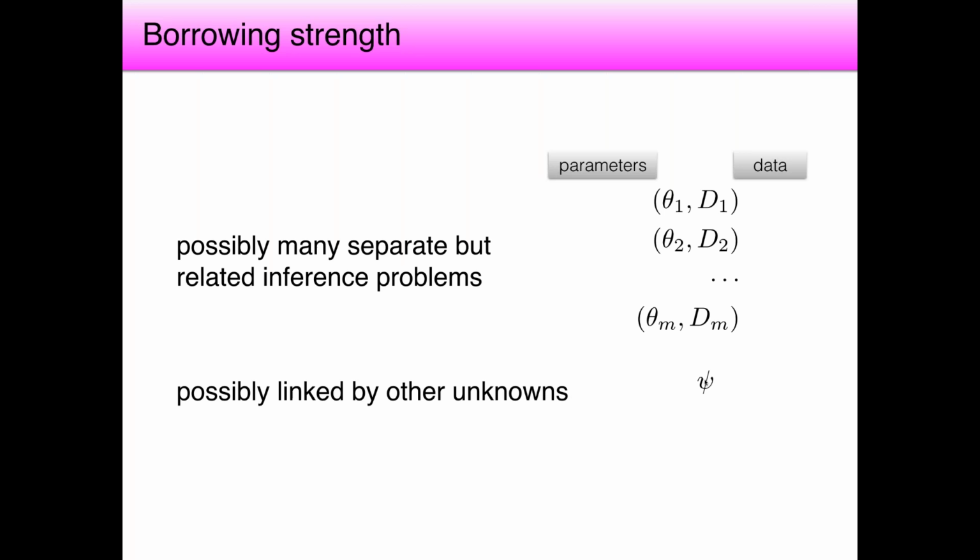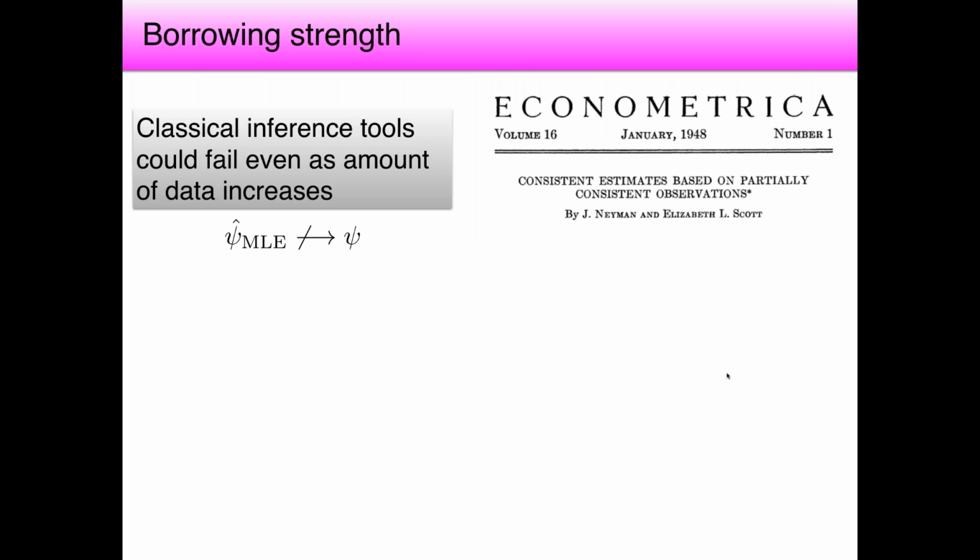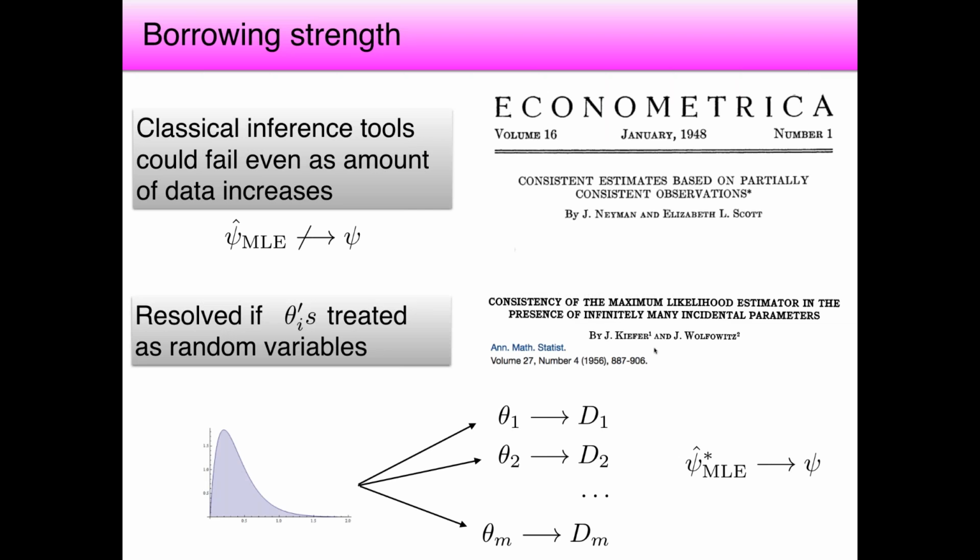We don't know any of the thetas or the psi. We get the data. Now, it's a classic result from a long time ago that if you're interested in inference about the psi, that unknown linking parameter, you could screw up. Even if you get lots and lots of data, your standard estimate, the so-called maximum likelihood estimate, won't be consistent for that underlying parameter. It goes back to Neyman and Scott in 1948. And just a few years later, though, Kiefer and Wolfowitz showed you could do a trick.